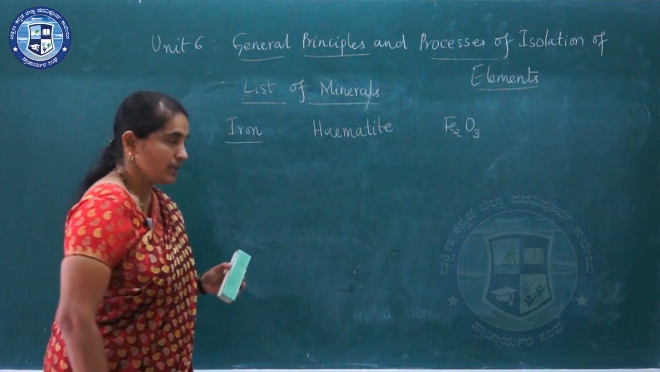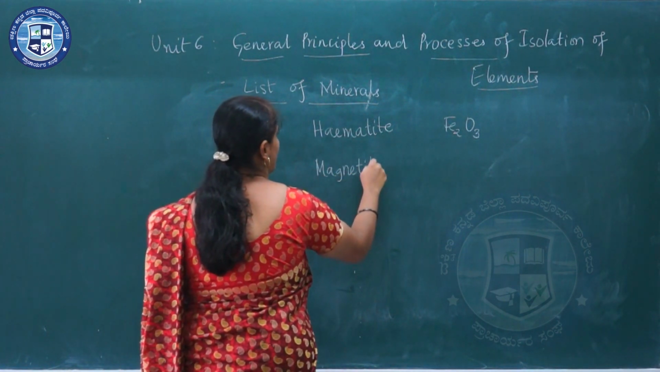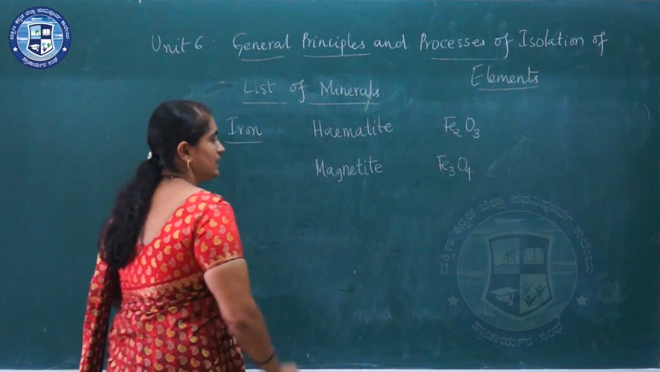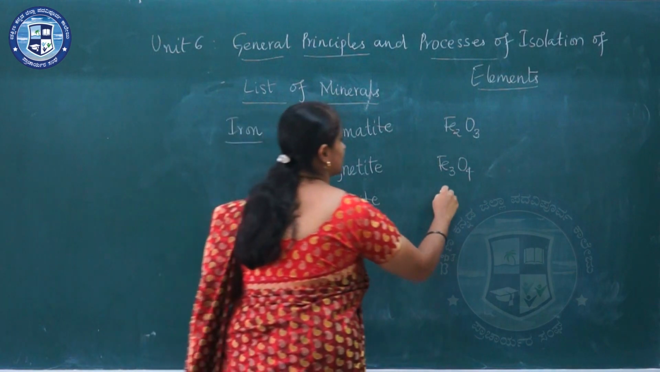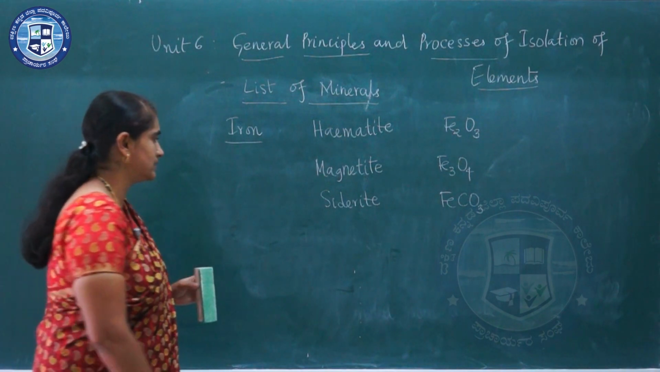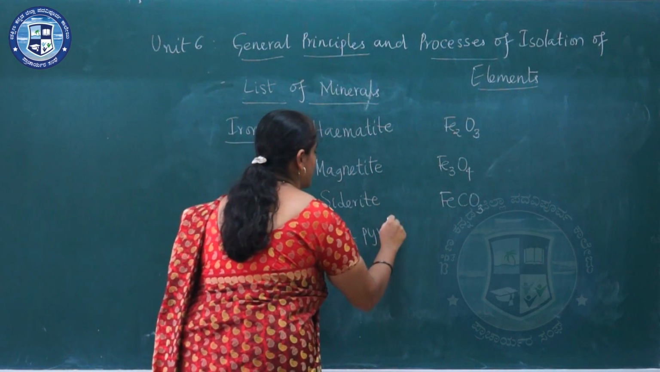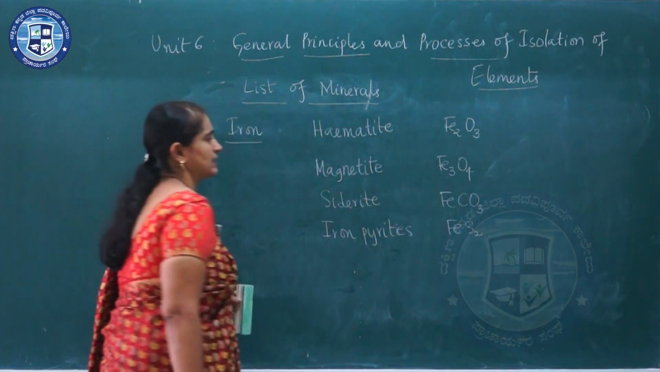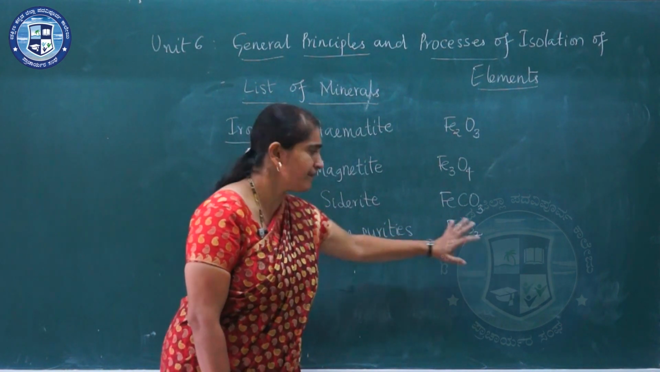Fe2O3. Next, after hematite we have magnetite, with the formula Fe3O4. Next, siderite. Siderite is the carbonate ore of iron with the formula FeCO3. And lastly, iron pyrites, with the formula FeS2. It contains sulfur, so it is a sulfide ore of iron.